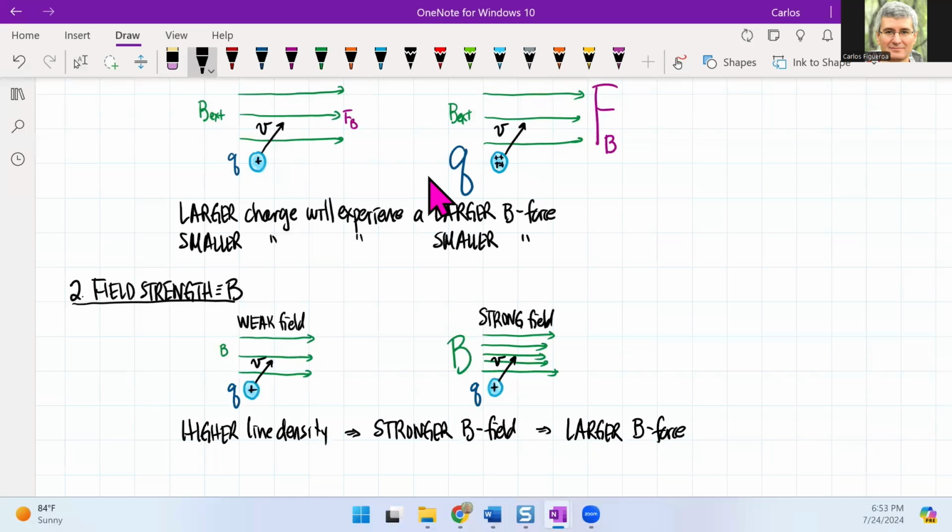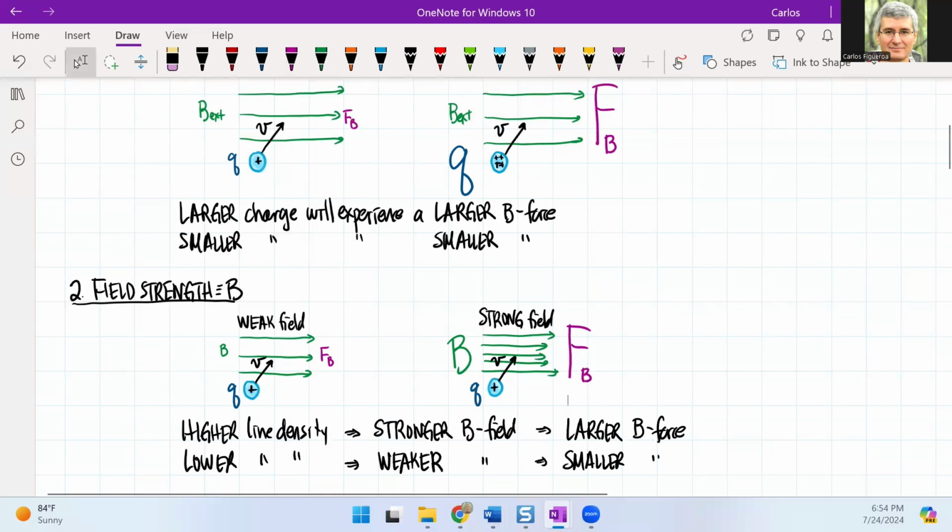Then, of course, the opposite happens. If I have a lower line density, I'm going to have a weaker magnetic field, and therefore a smaller magnetic force. So when I draw here, I'm going to have a smaller force, and then here I'm going to have a larger force. I have to keep considering all of these components.